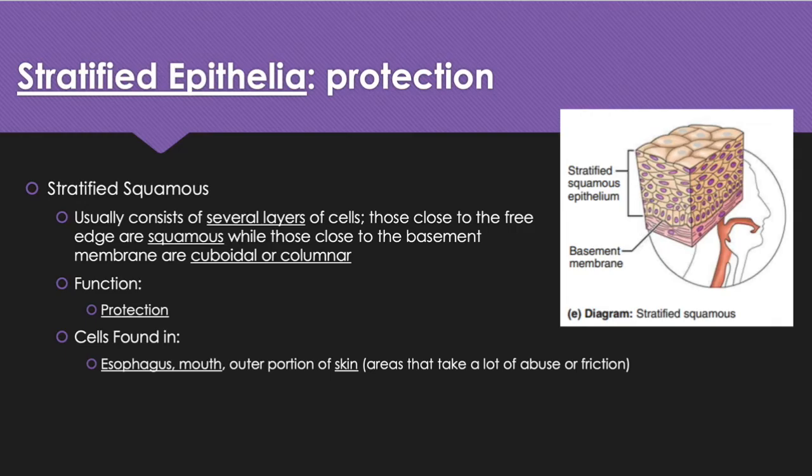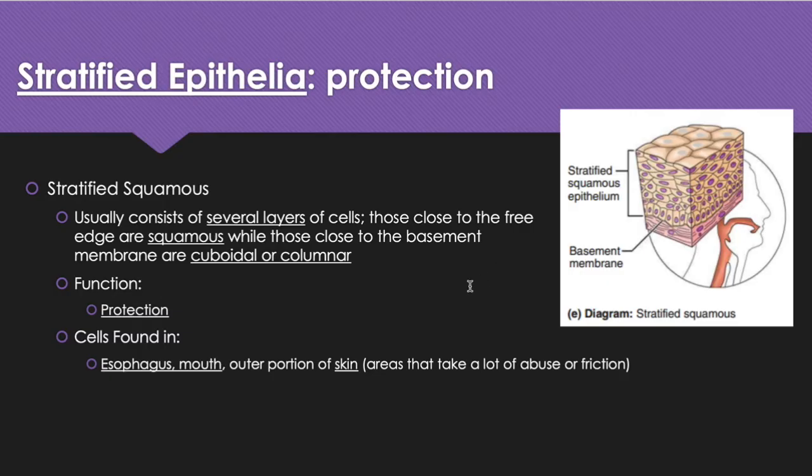Moving on for the function of protection now. Stratified squamous, so multiple layers of squamous or flattened cells, okay? This kind of tissue is going to have multiple shapes within it. So down here at the bottom, right above the basement membrane, you would have more cuboidal cells. And then closer to the surface, it would be those flattened squamous cells. Down here, it could also be columnar. It just depends on the type of tissue.